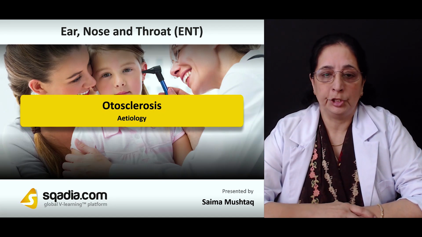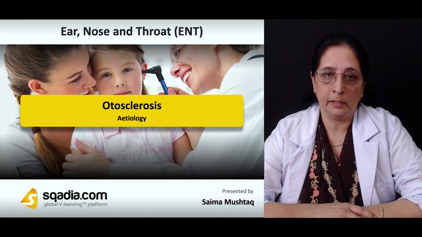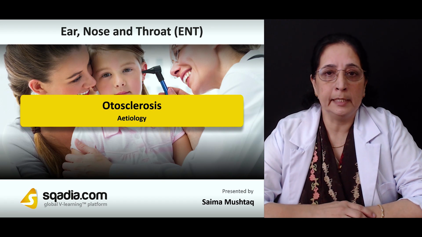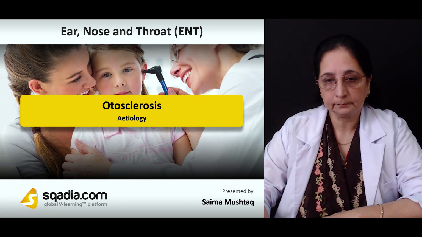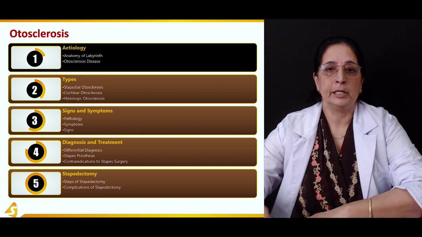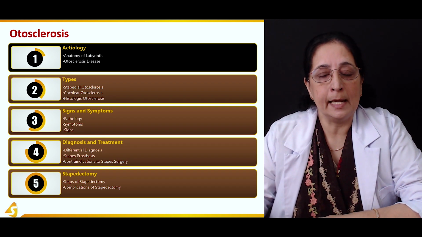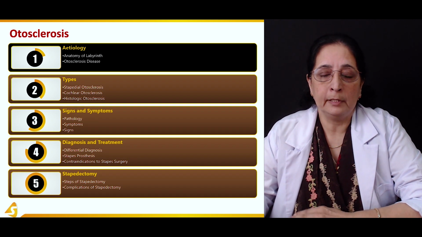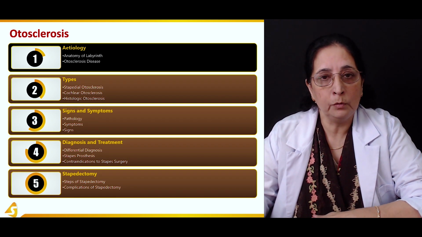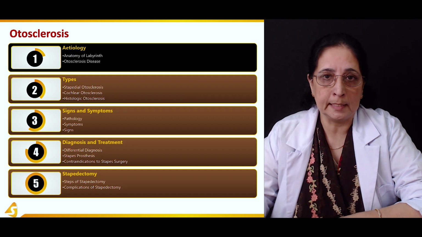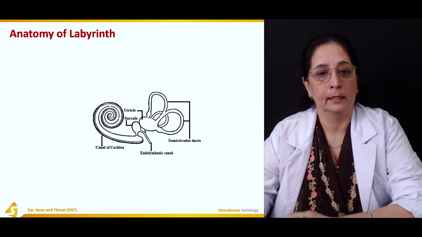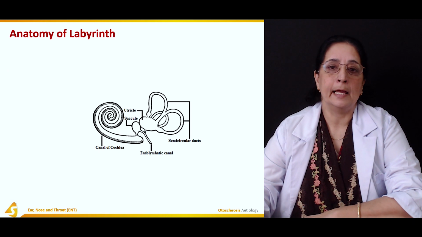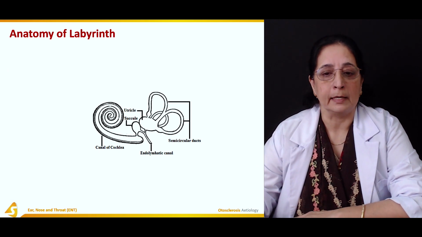In our first section of otosclerosis, we will talk about the etiology. In this section, we will talk about the anatomy of the labyrinth, and also we will talk about the overview of otosclerosis disease. So first, the anatomy of the labyrinth.